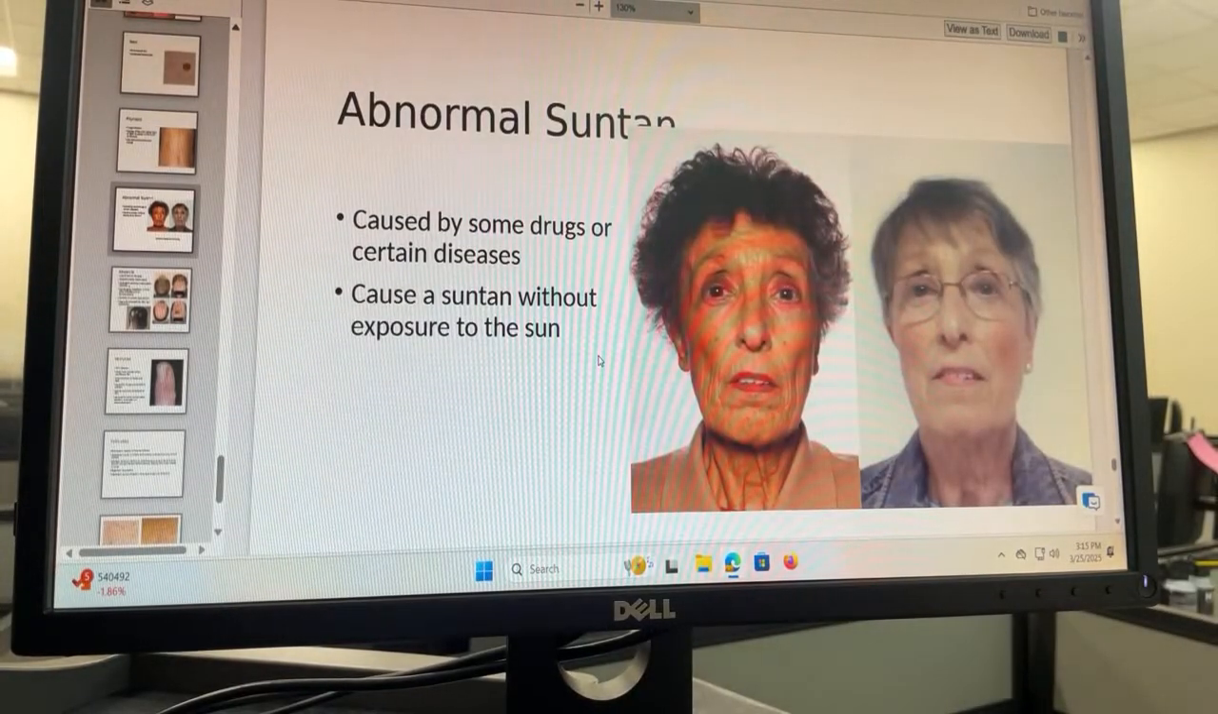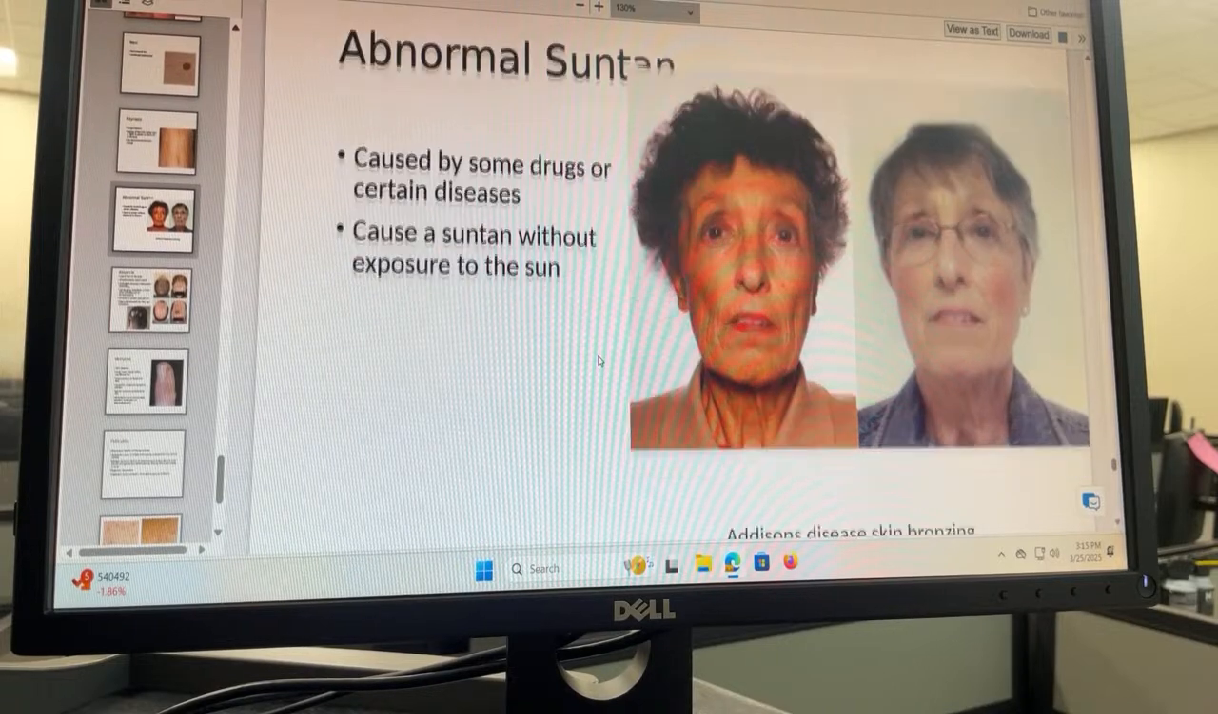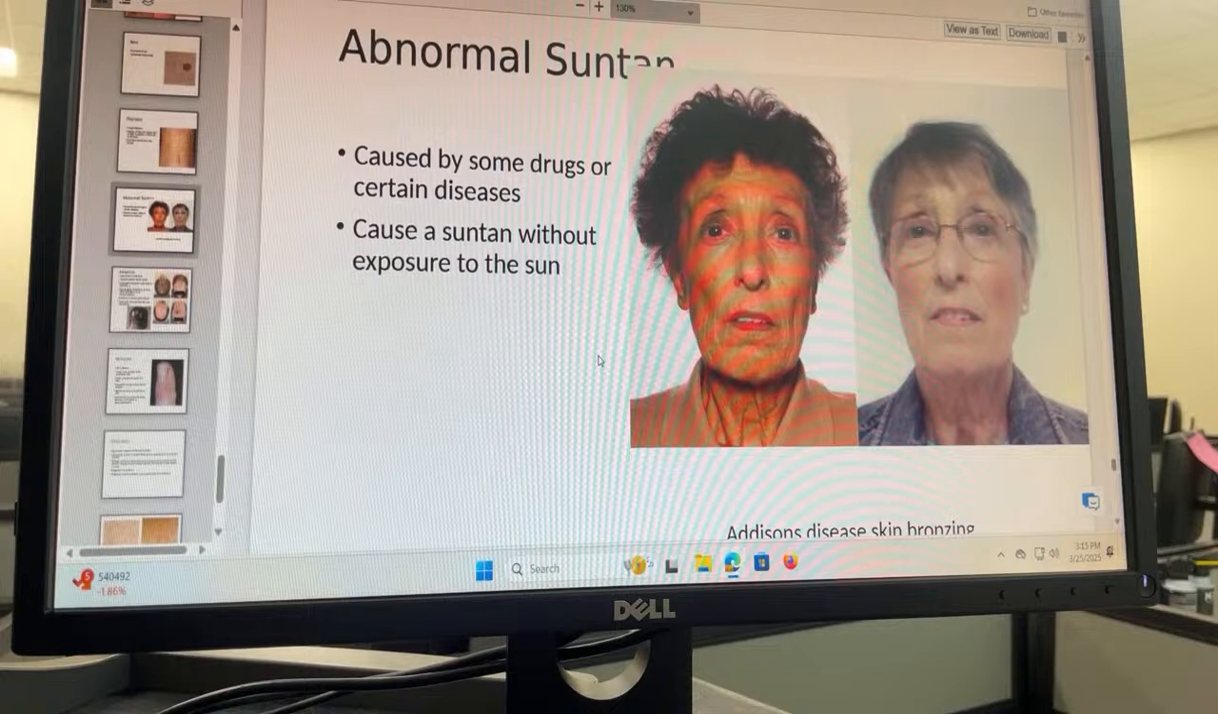Now we've got abnormal suntan. This is just either some drugs or a disease of some kind is affecting how the melanocytes function. So the reason why it's called abnormal is because this happens without the effect of the sun, right? So someone could stay indoors and never go outside and never be exposed to the sun. And if they're taking a certain drug or they have a certain disease, they can still develop a tan from the melanocytes being affected in some way, producing more melanin.